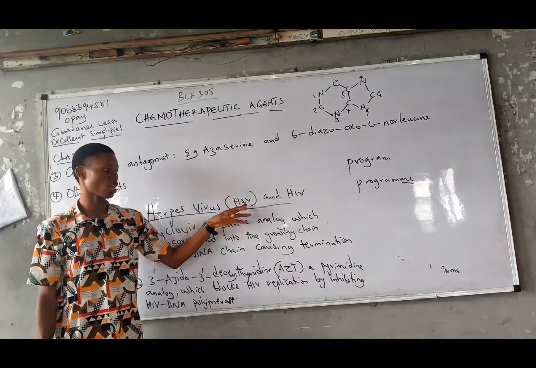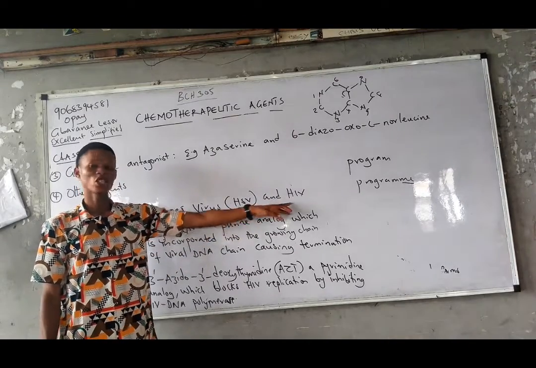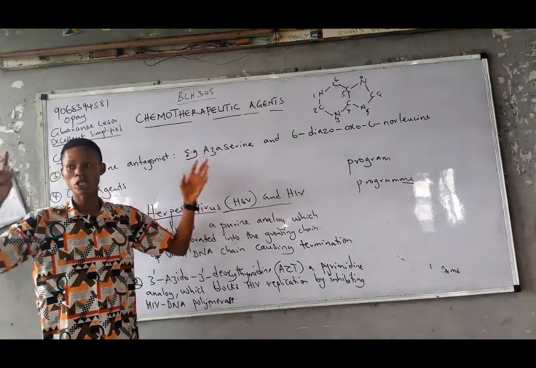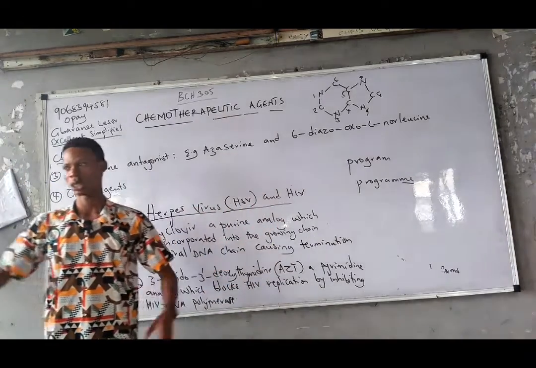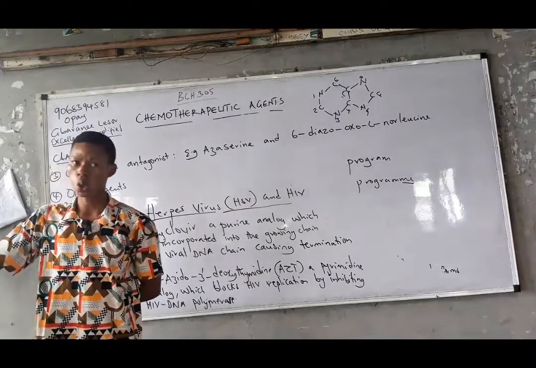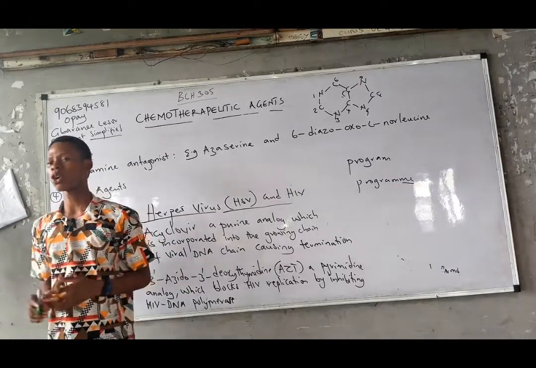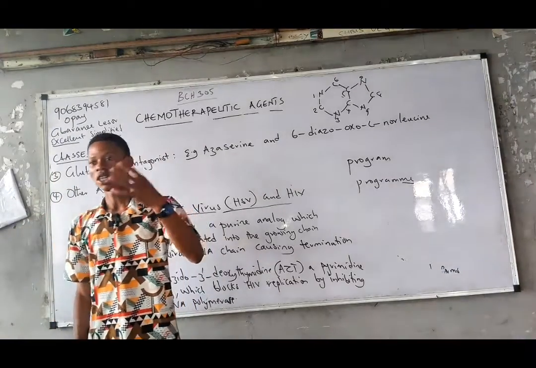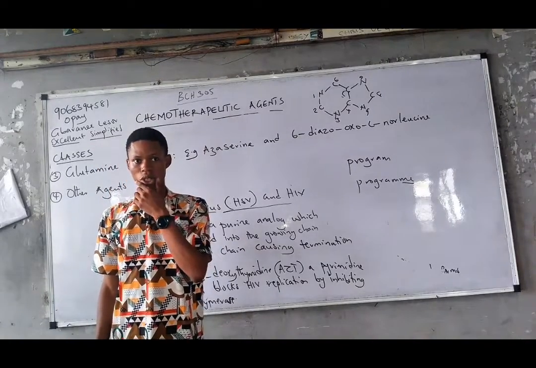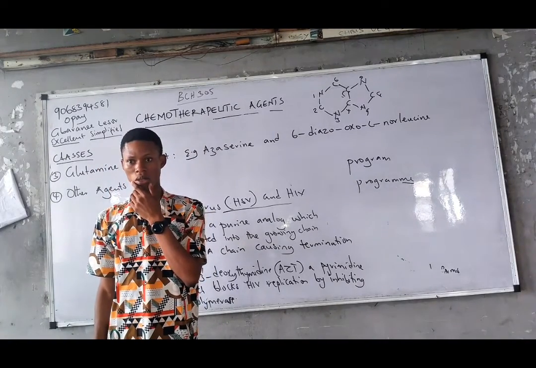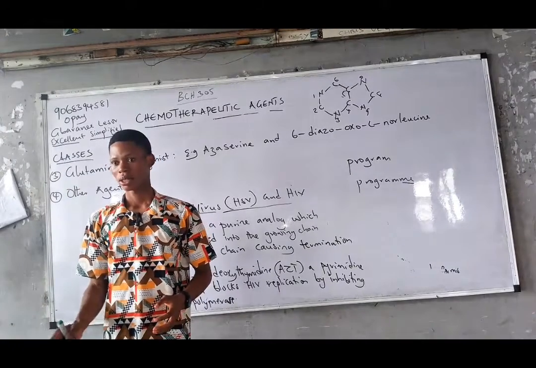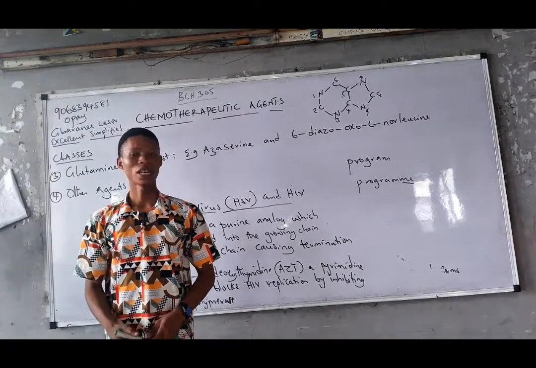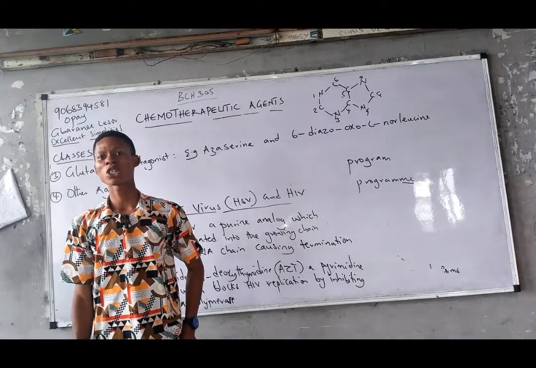Herpes virus is HSV and HIV. So 2 antimetabolites have been used to control these two viruses, but they cannot be used to cure. Remember, looking at the characteristic of a virus, is a virus a cell? Yes. Okay, does a virus have a cell? Yes. Does a virus have a cell? It's a lie.